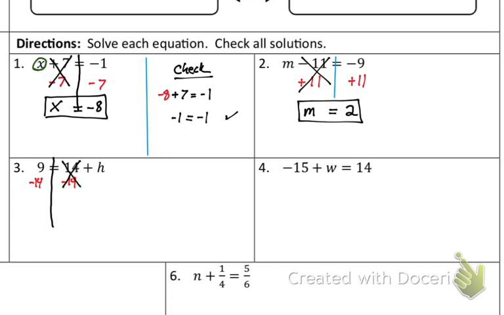Did I cross out the h? No, you only cross out the number because we're moving it to the other side. So now that h will come down here, and I have 9 minus 14, which should be a negative 5.